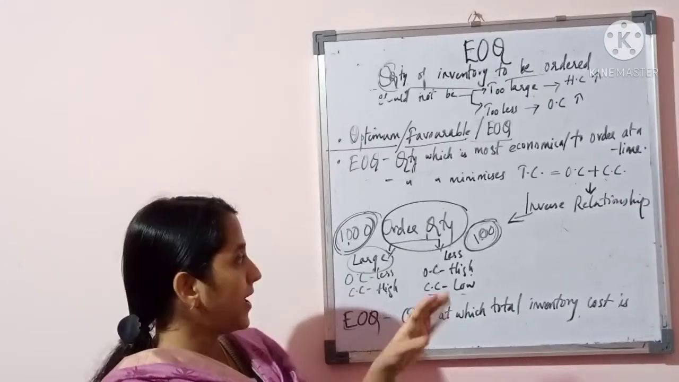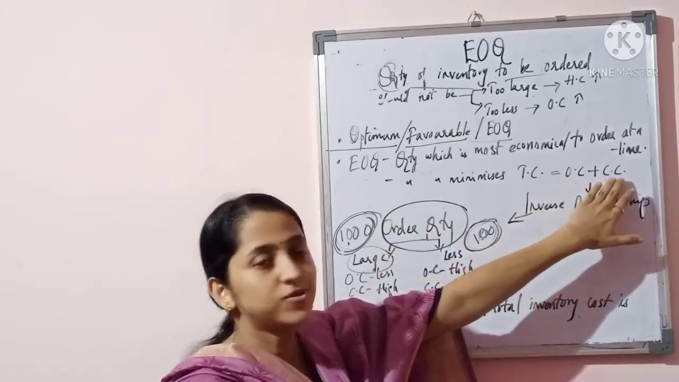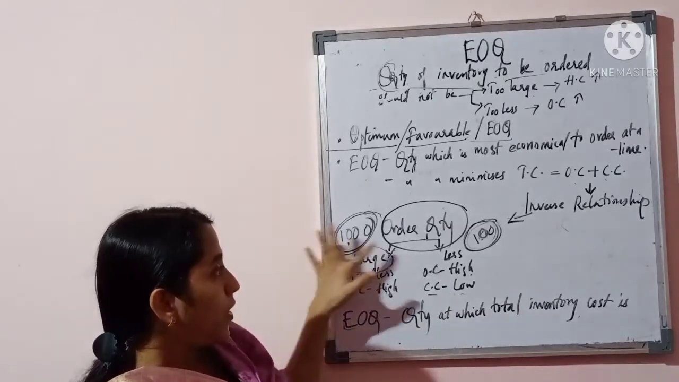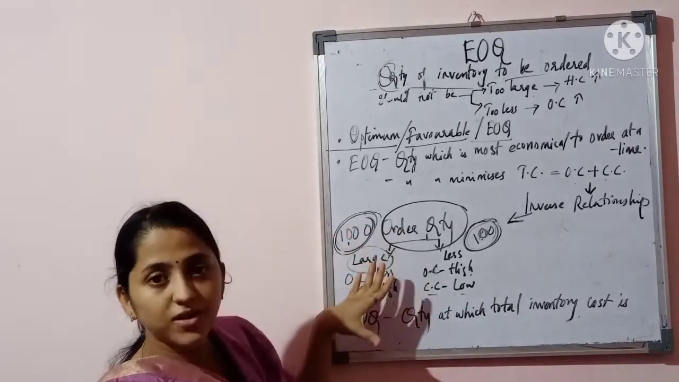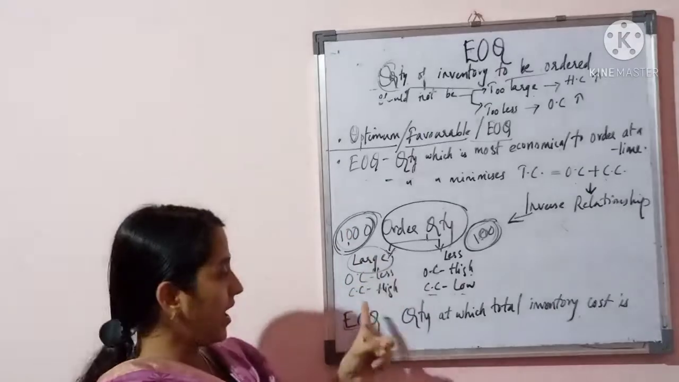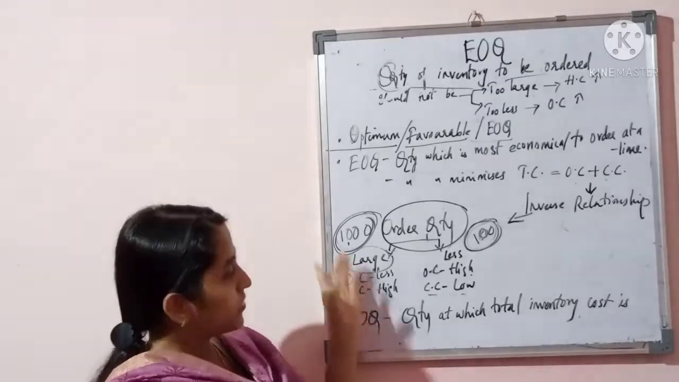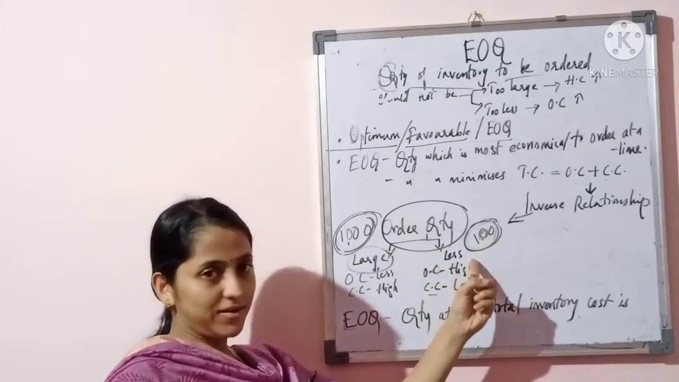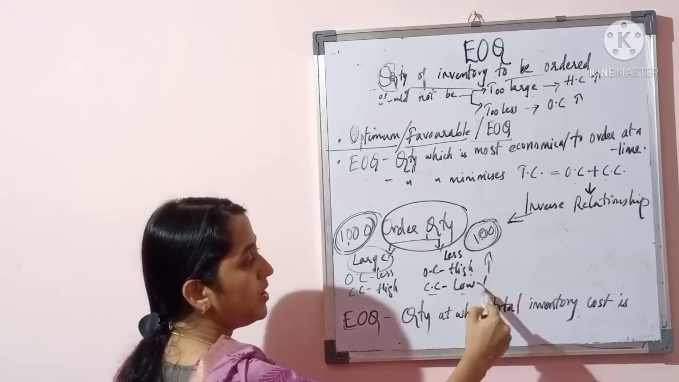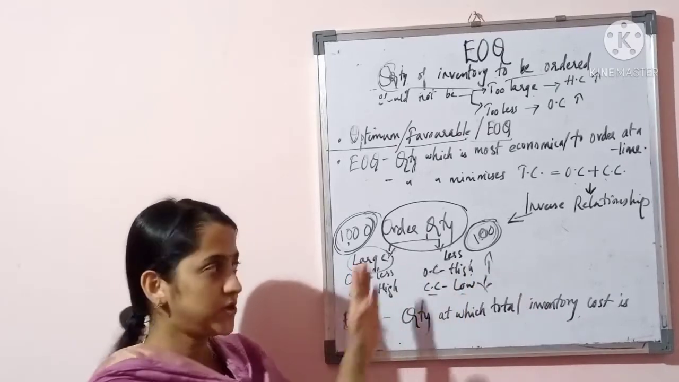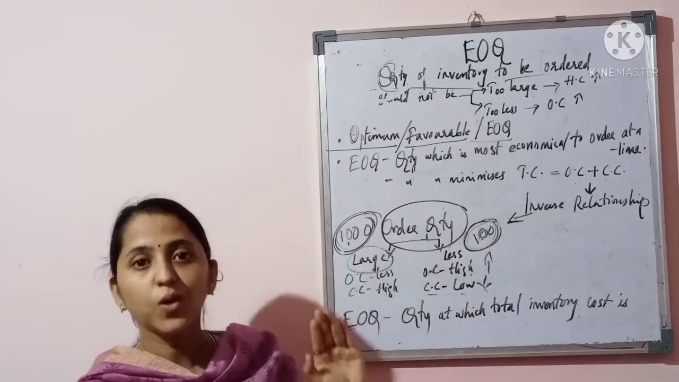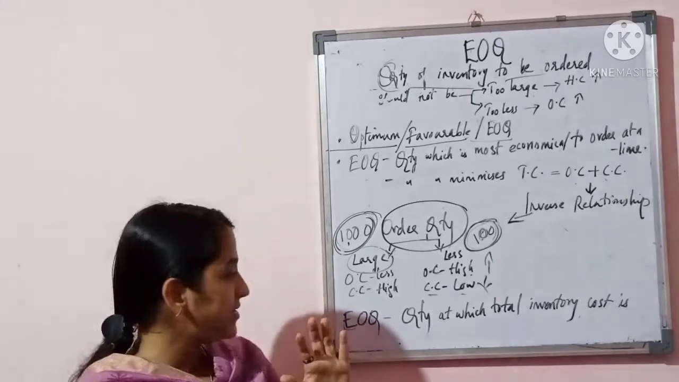I will explain once again. It is told that ordering cost and carrying cost have an inverse relationship. That means if the ordering quantity is high, then ordering cost will be less but carrying cost will be high. Similarly, if we order less quantity, then ordering cost will be high and carrying cost will be low. So this is the inverse relationship between these. Okay, so this is all about EOQ, economic order quantity.